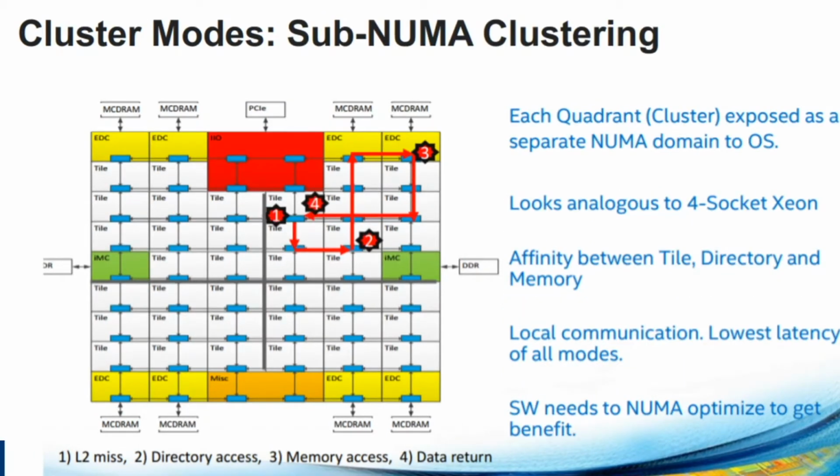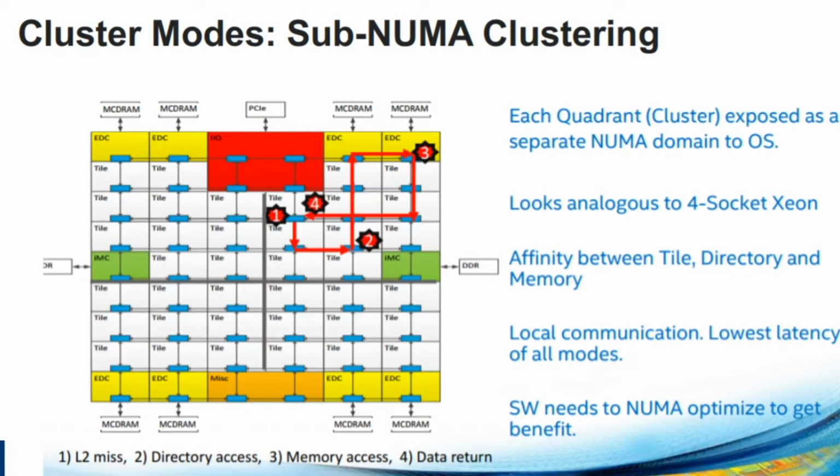So there's one more improvement that can be had here, and that would be if the tag directory was also close to the tile that originally made the request. But the issue is that the number of entries in the distributed tag directory is limited. So in order to achieve that level of affinity, what we can do is split the address space into 4 or 2. So that would be SNC2 and SNC4.